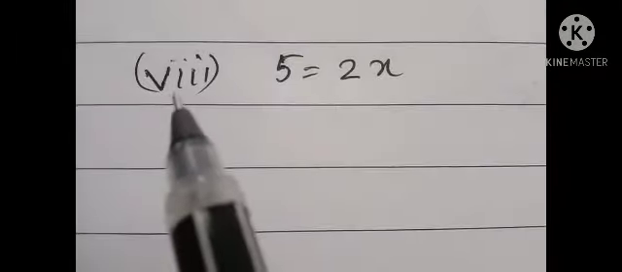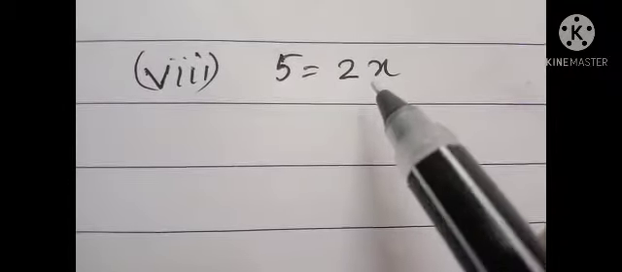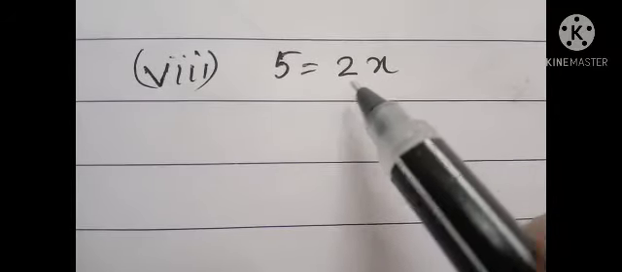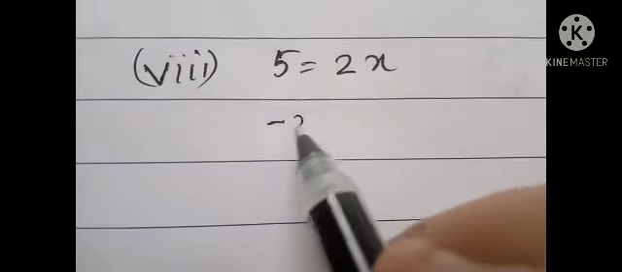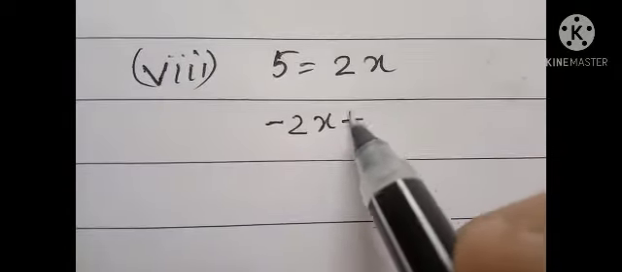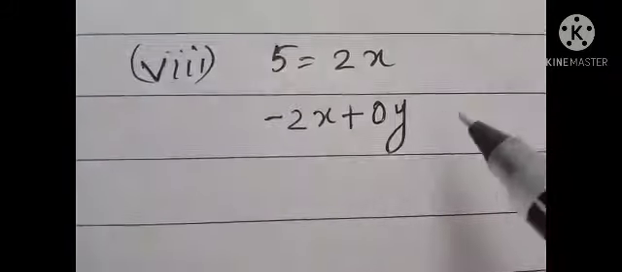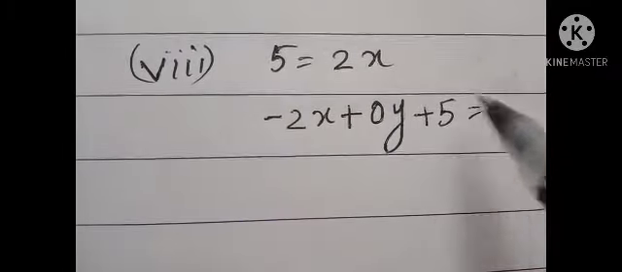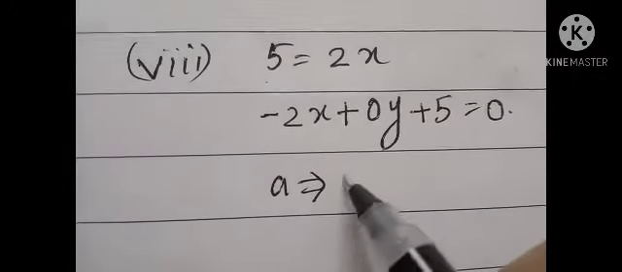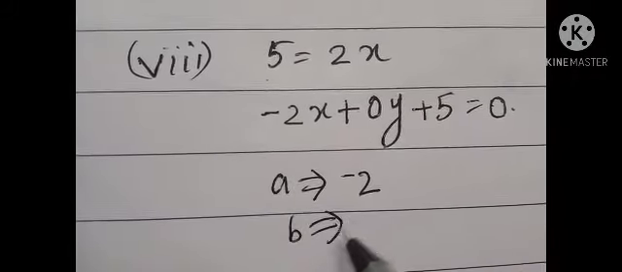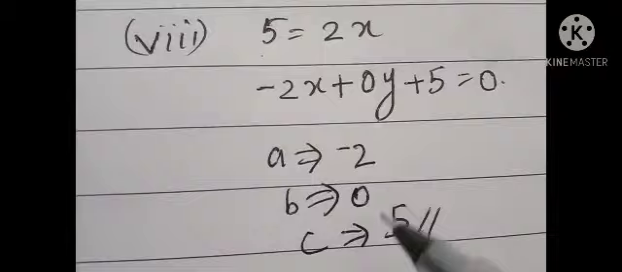The last question, sub question 8. 5 equals 2x. Here no term with variable y and the term with variable x is on RHS. So we have to transpose that. So 2x becomes minus 2x. Then there is no term with variable y, so we can write 0y. Then the constant is on LHS itself, so we write plus 5. So equals 0. Now a is the coefficient of x, negative 2. B is the coefficient of y, that is 0. And c is the constant term, that is 5. So negative 2, 0 and 5.